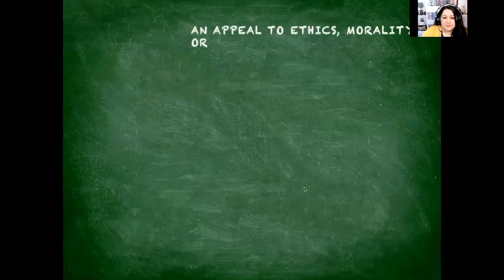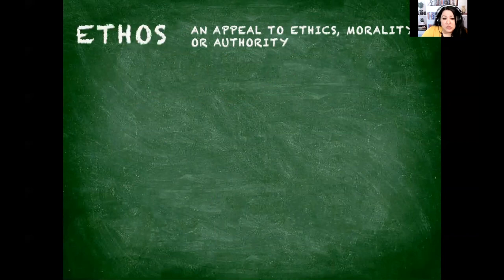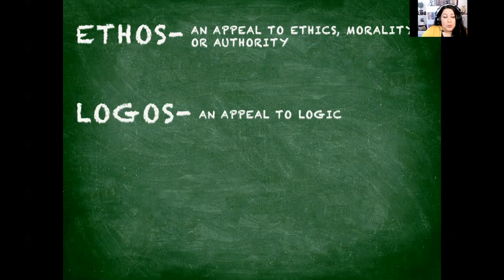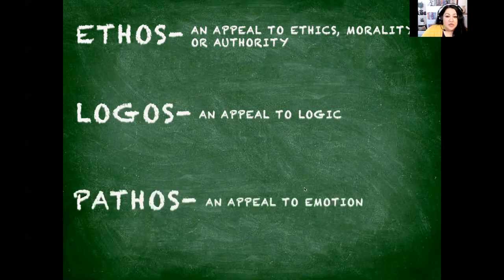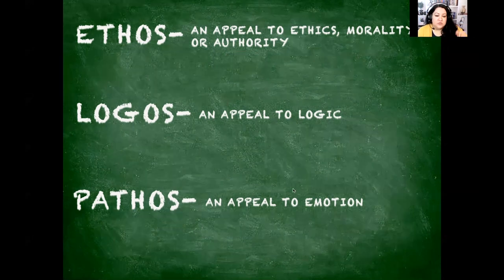An appeal to ethics, morality, or authority. You know this one. Ethos. An appeal to logic. Logos. An appeal to emotion, pulling at the heartstrings. P for pulling at the heartstrings. Pathos. These aren't in order on your paper, so you may have to go through and hunt for them, but you can find them pretty easily. Go through and fill in those blanks.